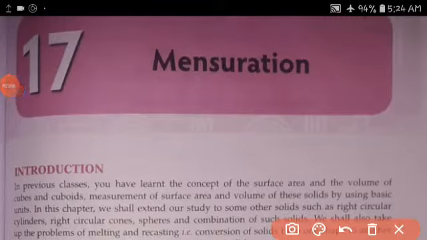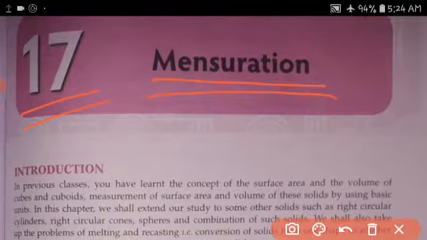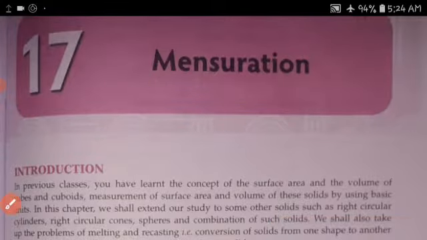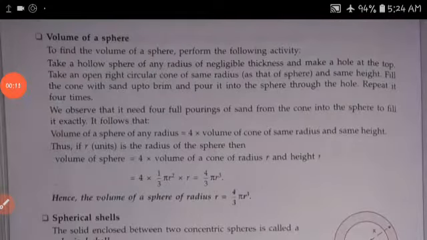Good morning, students. Today we start the third video of chapter 17, mensuration. Volume of a sphere.